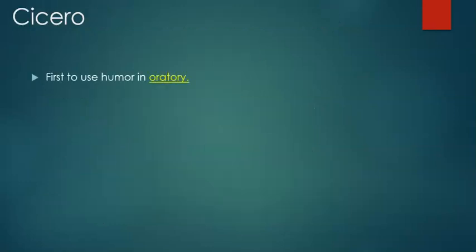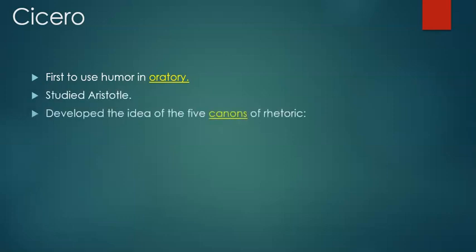So Cicero, the first person to use humor in oratory. He studied Aristotle and developed the idea of the 5 canons of rhetoric, and these are important. They've been around for a long time. You need to know these.